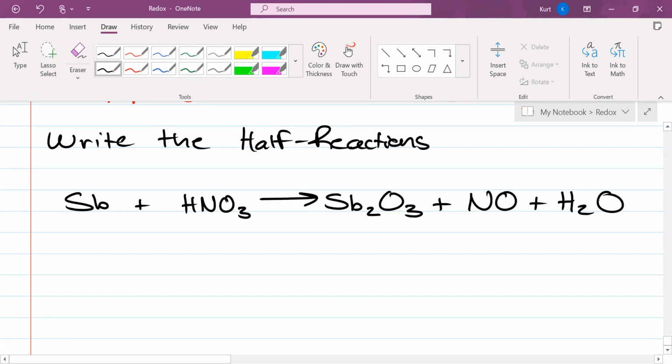All right, the first thing you need to identify is what's being oxidized and what's being reduced. I just want the half reactions, so you're only going to concern yourself with what's being oxidized and what's being reduced. I'll give you a moment to identify that. If you're wondering what Sb is, that is antimony. It's a metal.